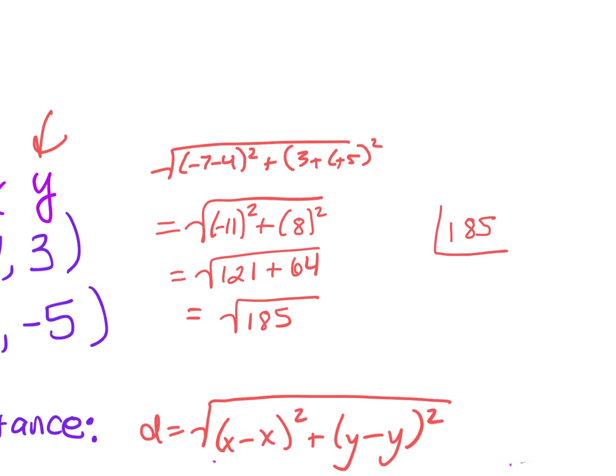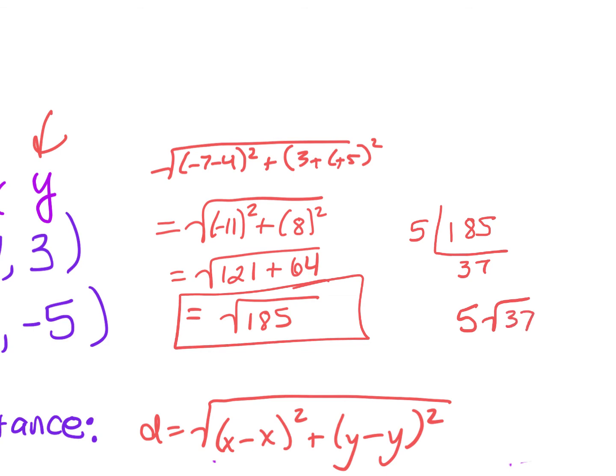What about 5? Yes. Okay, 5 goes into 18 3 times, right? Yes. With 3 left over. So how many times does 5 go into 35? 7. Are either of those numbers perfect squares? No. So your answer is simply the square root of 185. Guys, 5 times the square root of 37 is very different than 5 times 37. That is not the same thing as this. So if it doesn't have a perfect square in it to bring out, leave it alone.